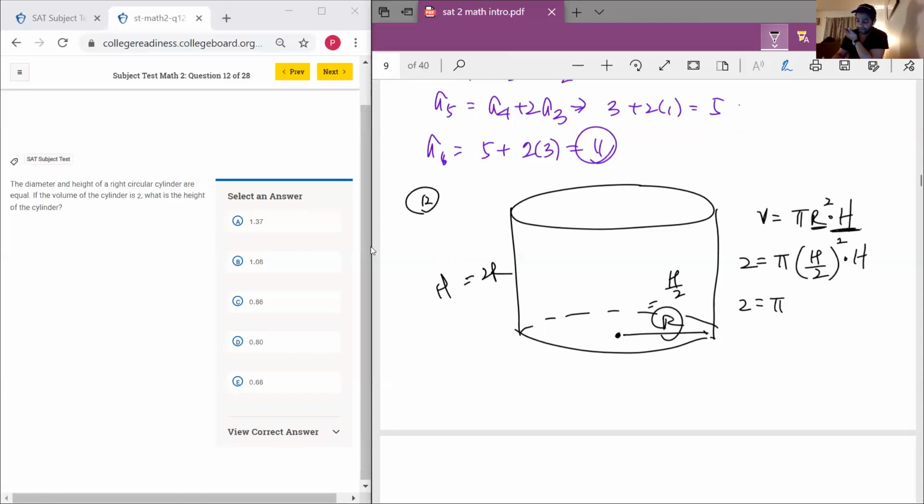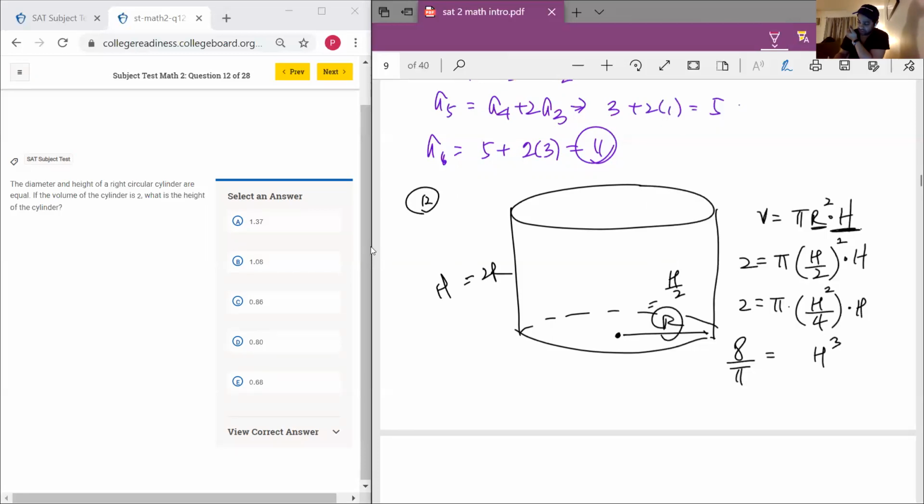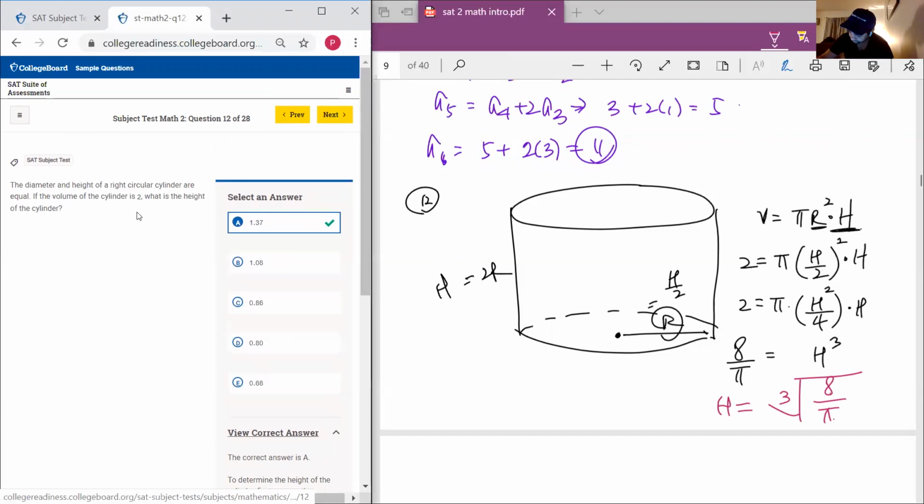So 2 is pi times H squared over 4 times H, or H cubed is 8 over pi. And just use your calculators. The height is going to be the cube root of 8 over pi. So the answer is going to be, let's see, 8 over pi is a little bit less than 3, so about 2.8, and the cube root of 2.8 cannot be C, D, or E; it's between A and B. So it's A. That's the answer.